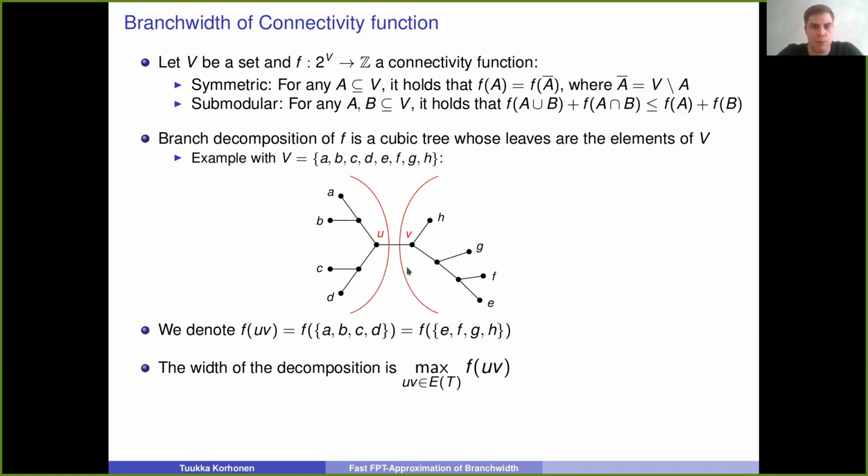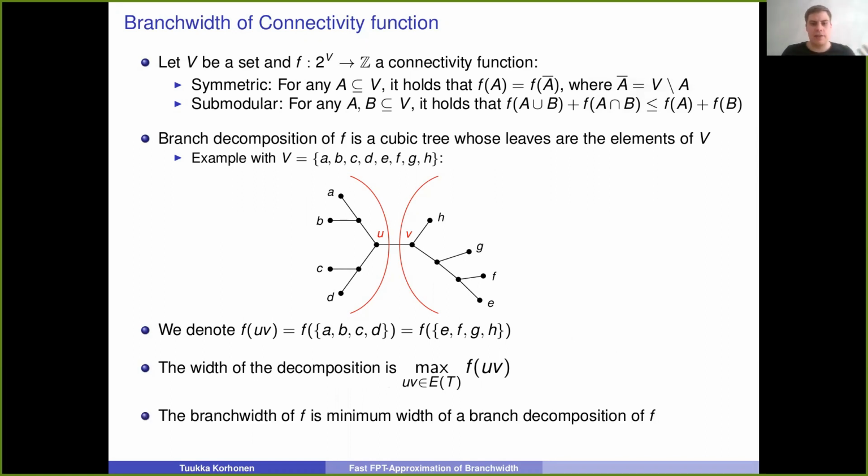And in the branch decomposition, if you have some edge, like here it's UV, the width of this edge is defined by the value of this function on the leaves on either side of the cut given by this edge. So this edge corresponds to some partition of these leaves. And because of this symmetric property, the value of this function is the same on both sides. So this gives you some value of this cut given by this edge. And the width of this decomposition is the maximum width of an edge in this decomposition. And the branch width of this function is the minimum width of a branch decomposition of this function.